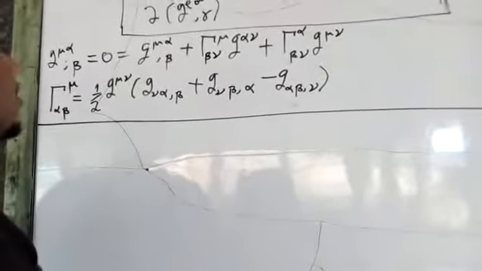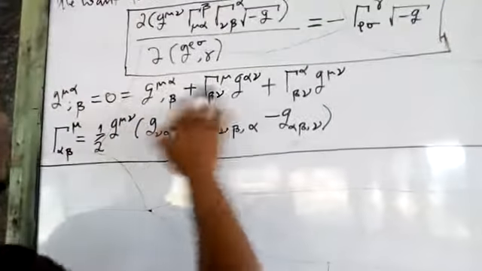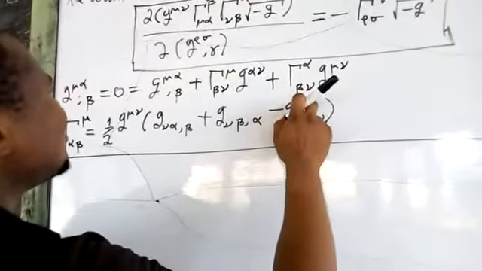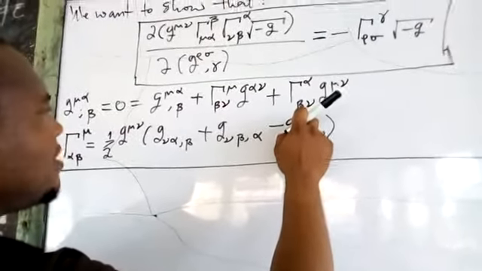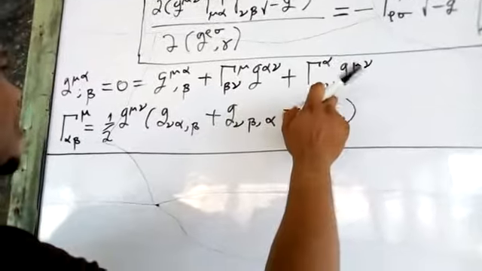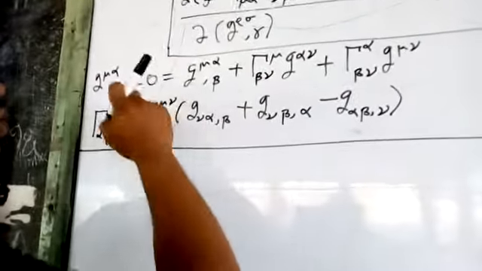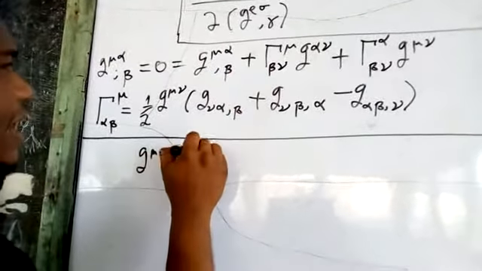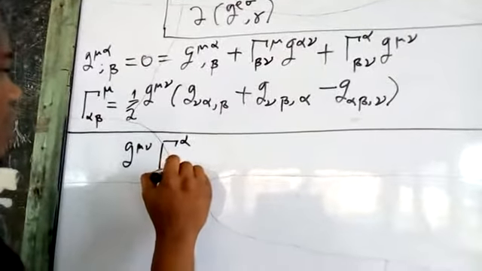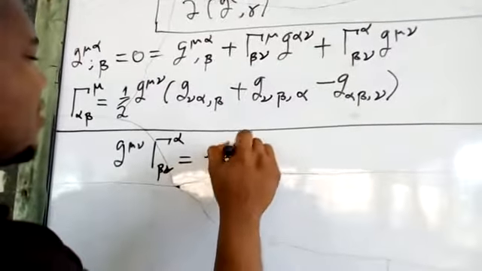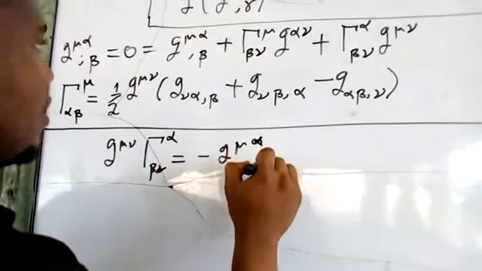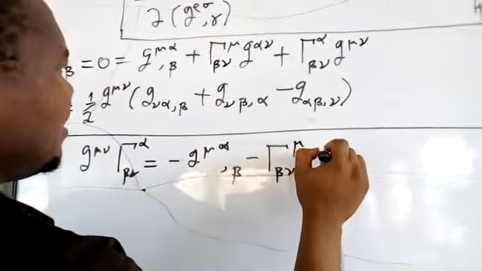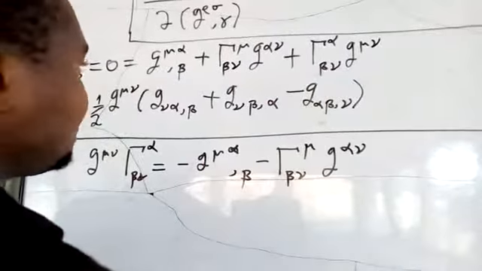Now, what is our intention in this expression? Well, you can see from this expression at this point in time that something like this, which we are going to find very useful very soon, we can make this particular term the subject of the formula. Given that all this is equal to 0, we can see right away that g mu nu gamma alpha beta nu is equal to minus g mu alpha comma beta minus gamma beta nu mu g alpha nu.